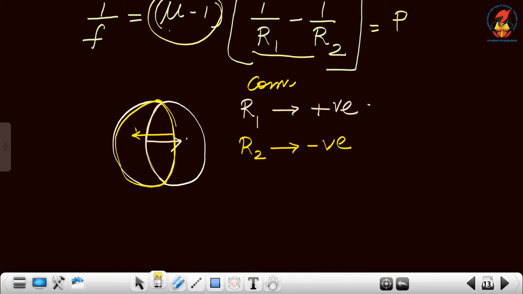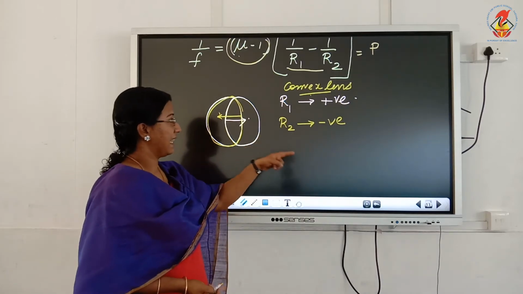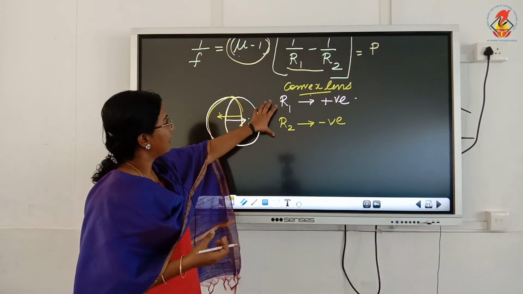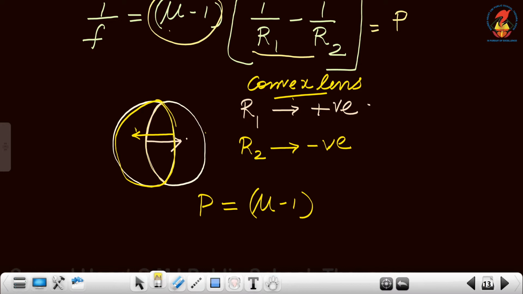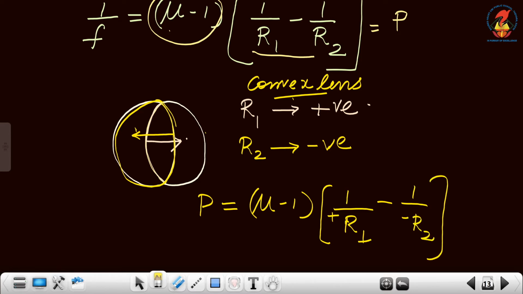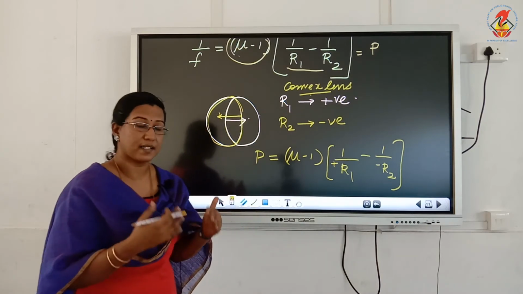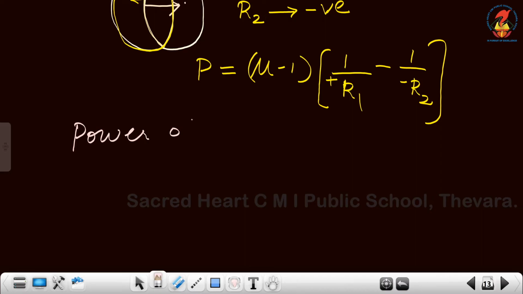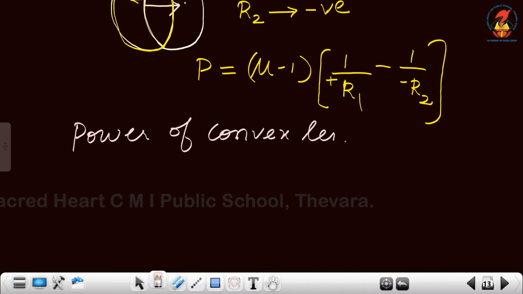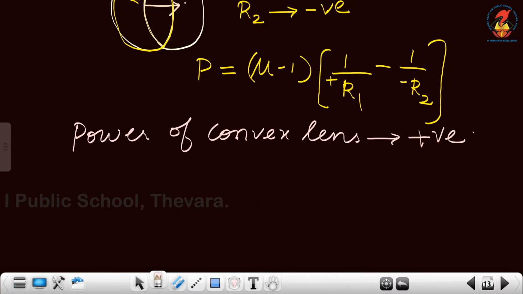So for a convex lens, and this is very important when you do problems, R1 is positive whereas R2 is negative. Applying the sign convention to the above equation, we get P is equal to mu minus 1, normally for glass mu is 1.5, into 1 by R1 minus 1 by minus R2, which means 1 by R1 plus 1 by R2. So the power of a convex lens is positive.